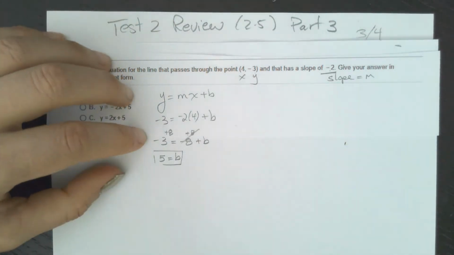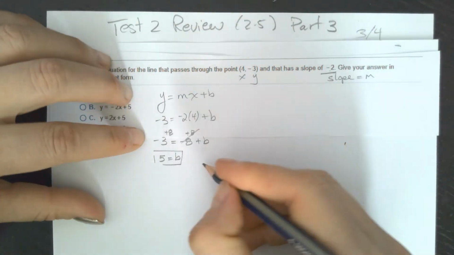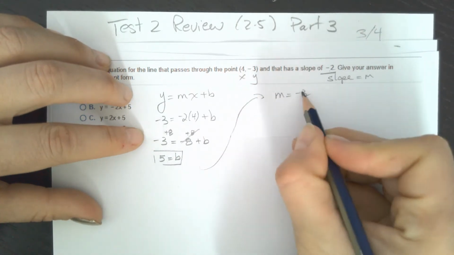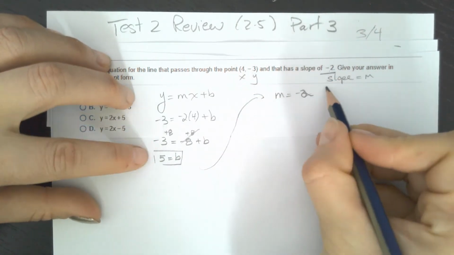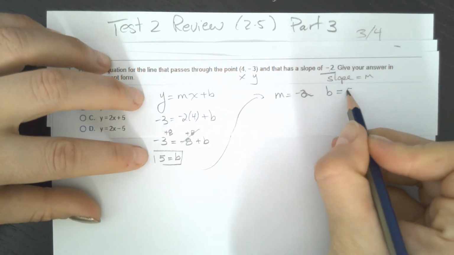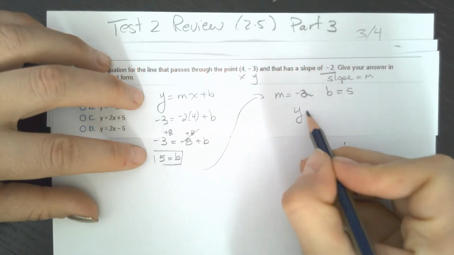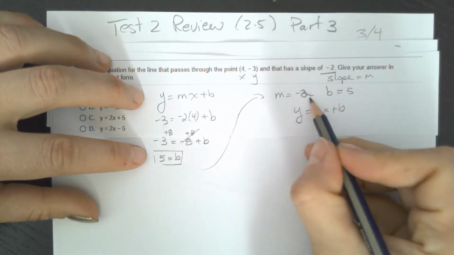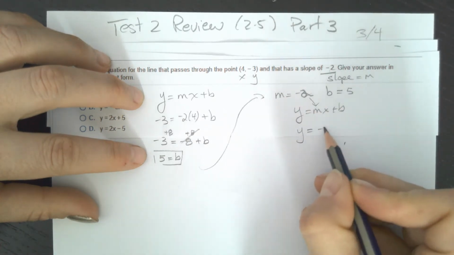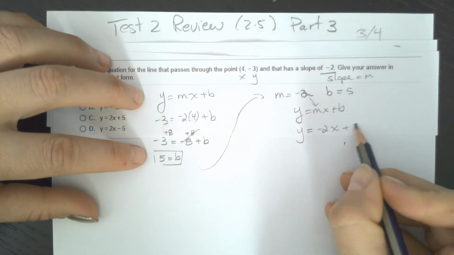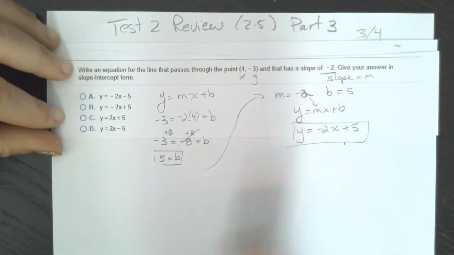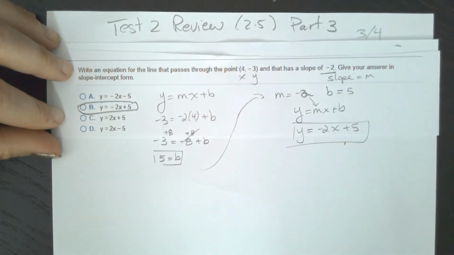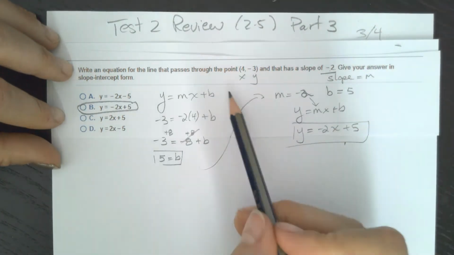That's great. So now let's go back up here. I know my slope is equal to -2 because it told me. And now I know my y-intercept is 5. What's my favorite equation? I can just put this information in. m is -2 and b is 5. There it is. Right there. Okay, so if you don't know what to do, write down your favorite equation.